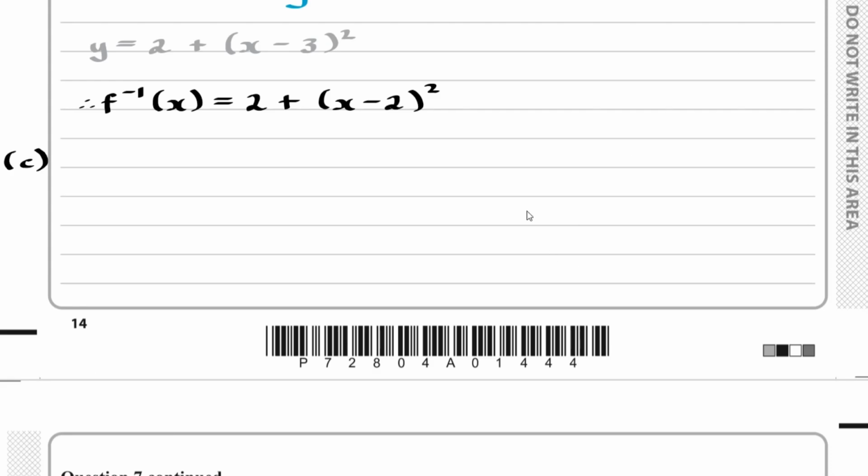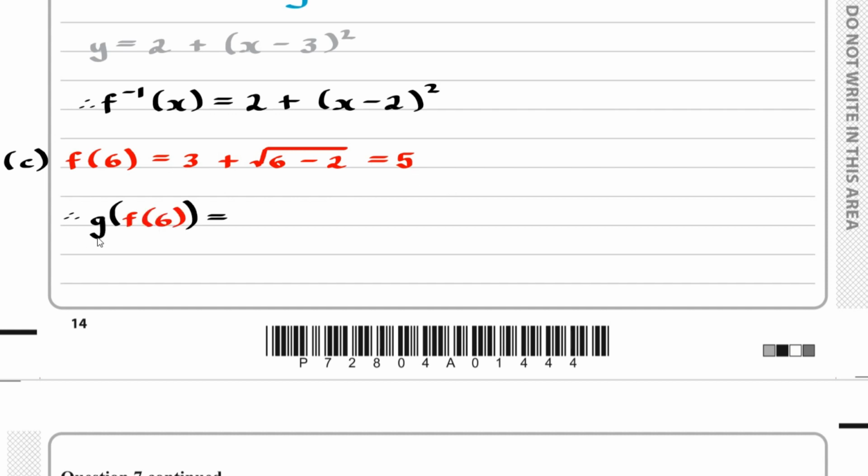Our first step is to find out what f of 6 is. So we replace x with 6, so we have 3 plus the square root of (6 subtract 2), and if we work this out we get 5. So f of 6 is 5.